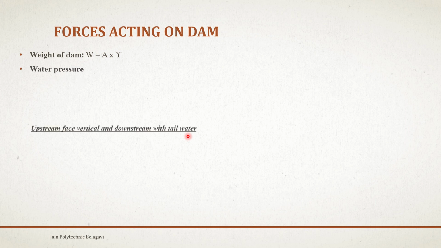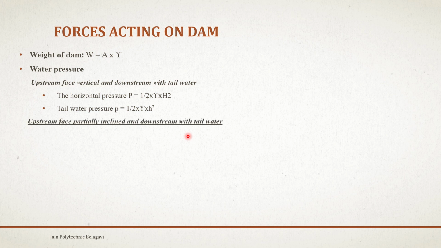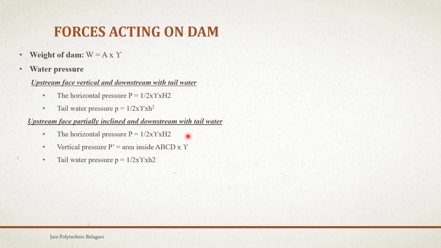Next, the water pressure: upstream face vertical and downstream with tailwater. We have the horizontal pressure P is equal to half gamma H square. Similarly, we have the tailwater pressure small p is equal to half gamma H square. Next, upstream face partially inclined and downstream with tailwater. The horizontal pressure P is equal to half gamma H square. The vertical pressure P dash is equal to the area inside ABCD into gamma. The tailwater pressure P is equal to half gamma H square.